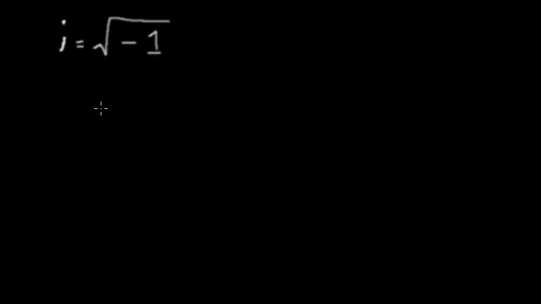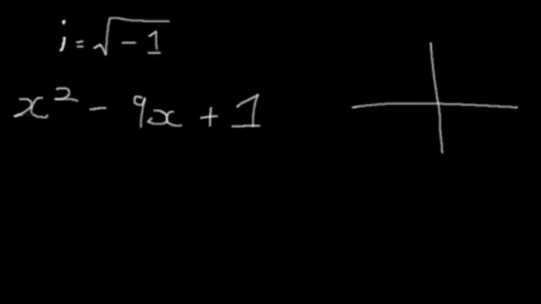So for example, we have here x squared minus 9x plus 1. Let me just erase this. Now, what if we wanted to find out where it would intersect on the graph? So for example, this is the graph, right?